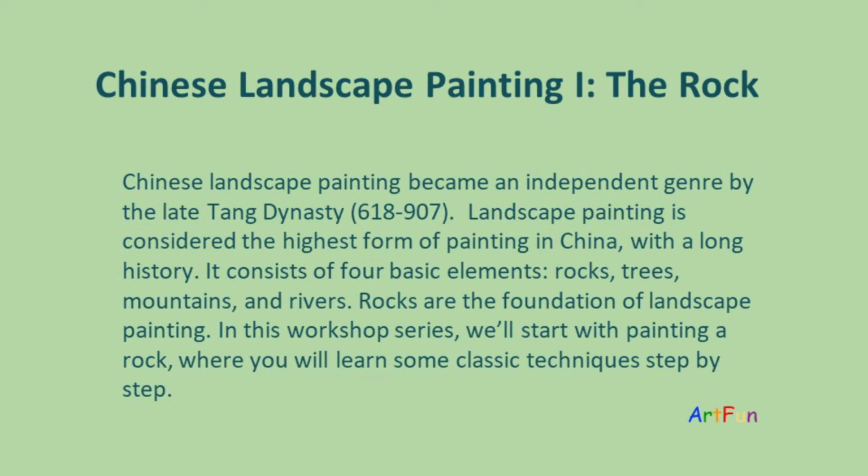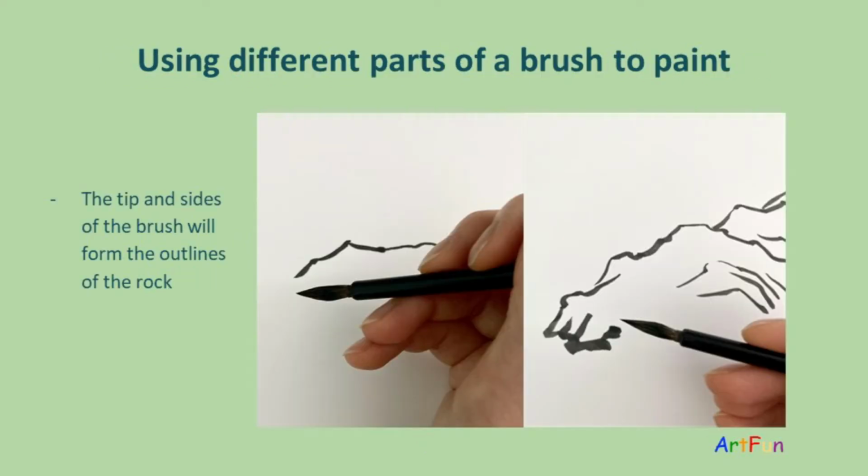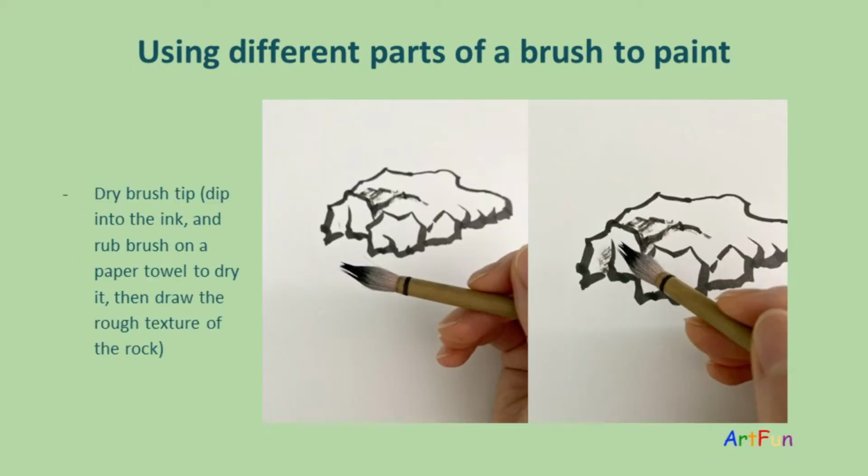In this workshop series, we'll start with painting a rock, where you will learn some classic techniques step by step. How to hold a Chinese calligraphy or painting brush. Using different parts of a brush to paint. The tip and sides of the brush will form the outlines of the rock.